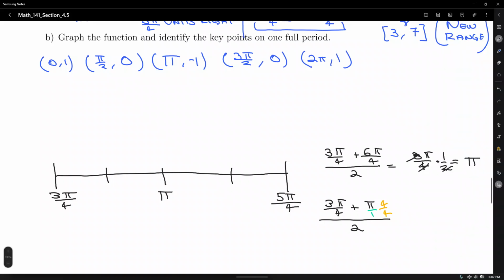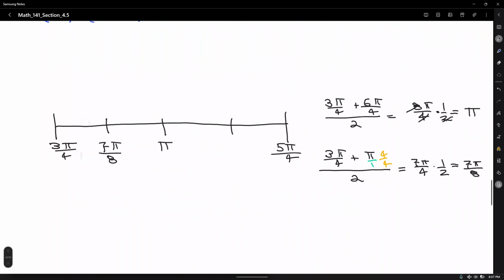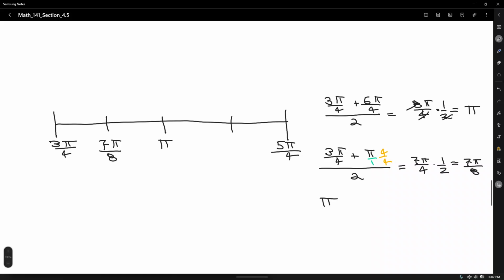Okay, so that is 7 pi over 4, but rather than dividing by 2, I'm going to multiply by 1/2. And that's going to give us what as a result? Isn't that 7 pi over 8? 7 pi over 8, all right? So that is this value right here, 7 pi over 8. Now we need to find this point right here, or rather value, that is again by finding the average between these two values.